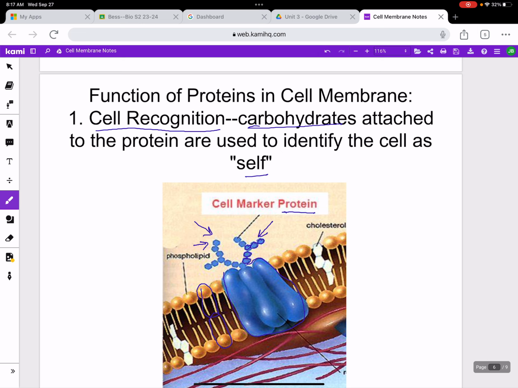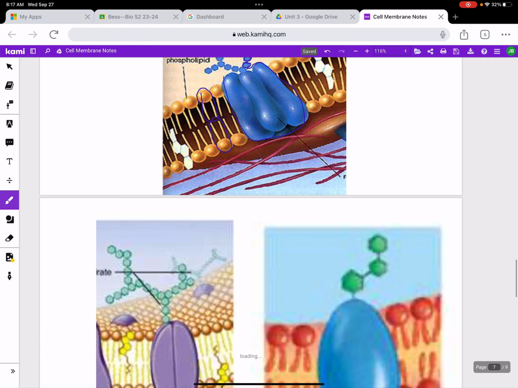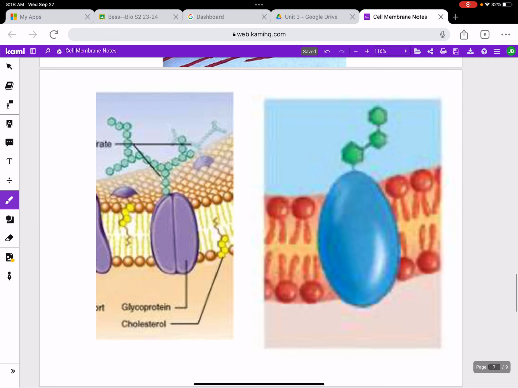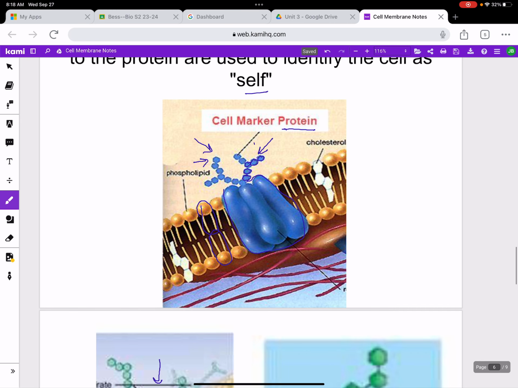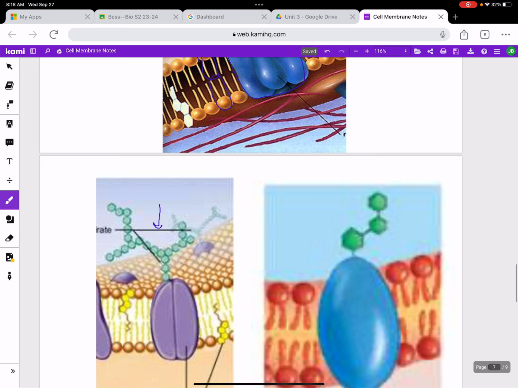So that's one thing. These marker proteins here identify it as self or non-self. So here's a picture of a couple of different shapes of marker proteins. You can see here that the carbohydrate chain looked different than this carbohydrate chain did right here. And this chain looks different here. So you're going to have a lot of different variations of it. But again, your body takes a survey of all of your variations before you're ever even born.